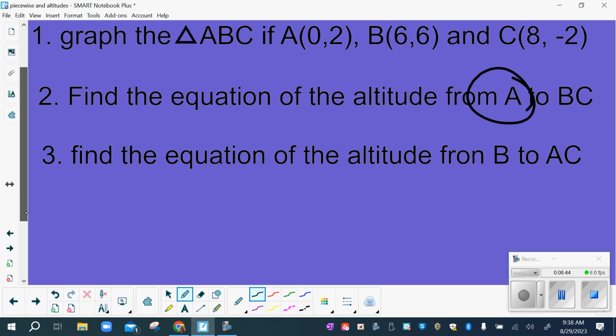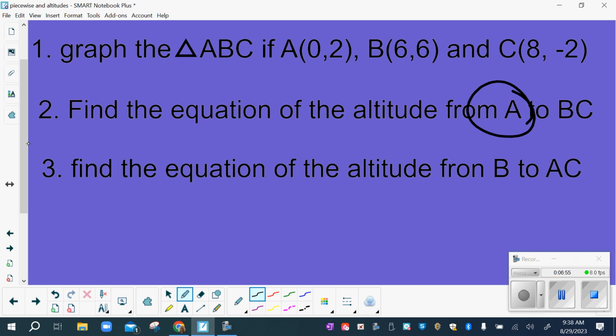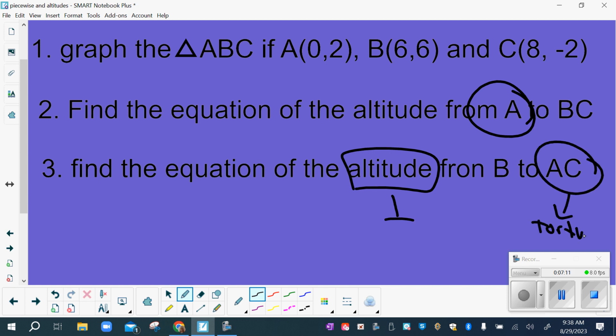We're going to try the third one. This time, the point we're using is B. I'll go back up and show you those points again. And the line that gives us the slope that we torture is AC. So we're doing the altitude. Altitude means we're doing perpendicular. So we're going to take this dude and we're going to torture his slope.